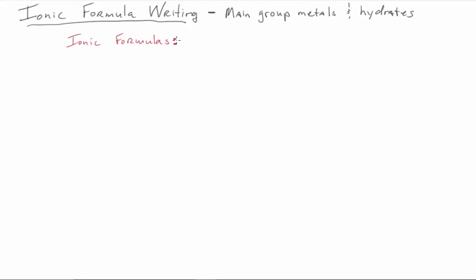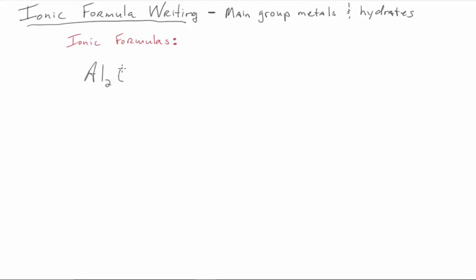And so what we want to do first is define what an ionic formula actually is. Ionic formulas represent the simplest ratio of cations and anions to balance out ionic charges, which means we need equal numbers of total positive and total negative.